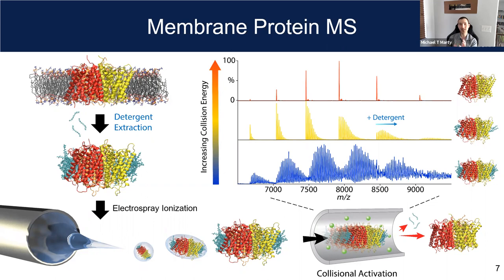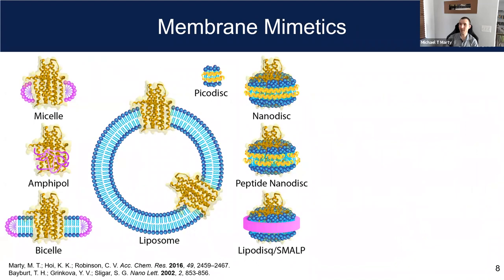you can't really see a ton of lipids with this approach, right? You might be able to see some very tightly bound lipids, but you're not going to be able to get to that sort of full annulus of lipids. So we're kind of limited to only lipids that outcompete the detergent because there's a lot of detergent around. So you're really only going to see specific lipids here. And so to get around this, we wanted to look at some other membrane mimetics.